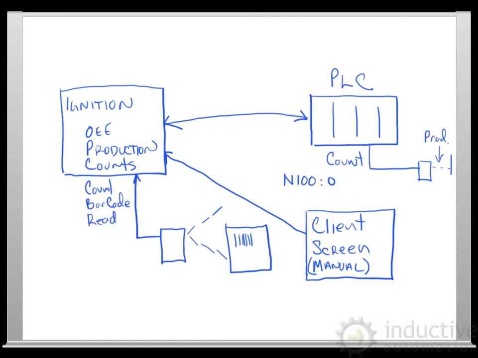So that's a possibility. Another possibility is maybe we pull the information out of some other system, some other database. So we read a count value out of a database. So we have a variety of ways to get counts here during a production run.